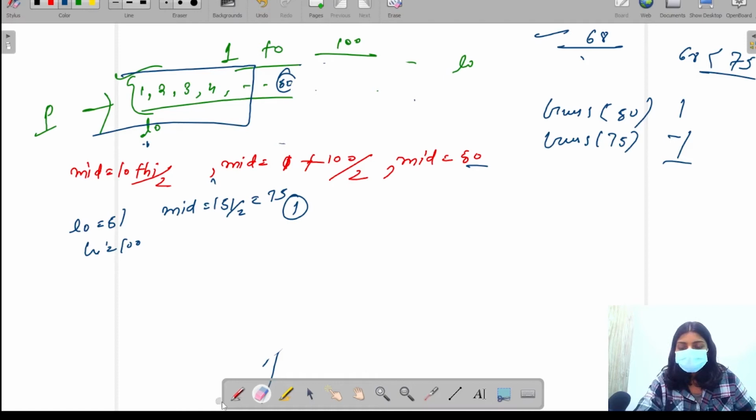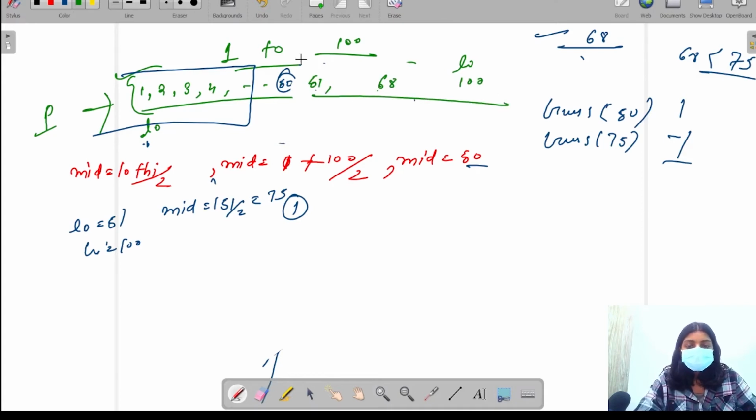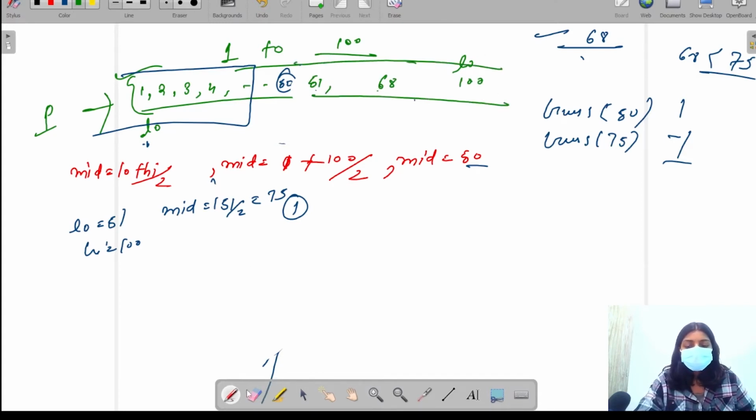Okay, this was my 50, this was my 51, and somewhere 68 is here, and this is my 100. Now guess number returns 75. It means guess returns -1, which means my 75 is greater than my picked number. So 68 is here somewhere.